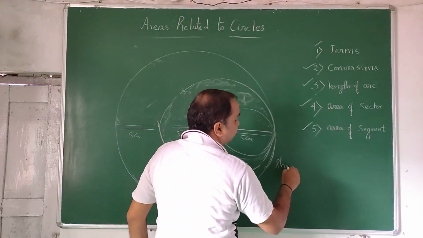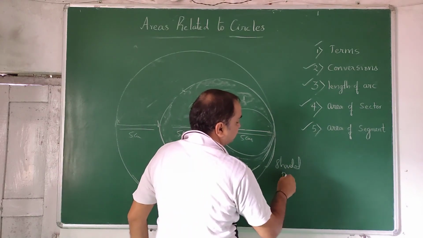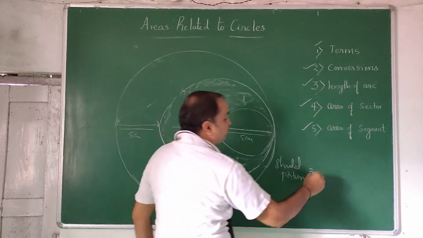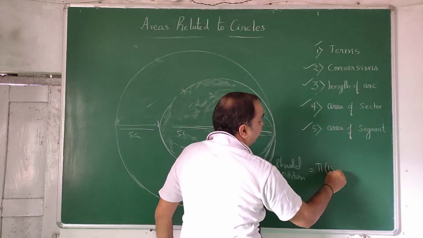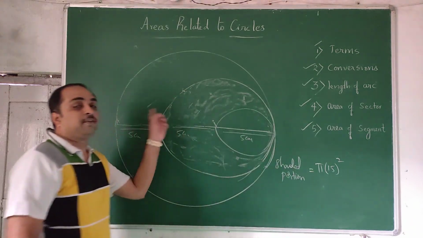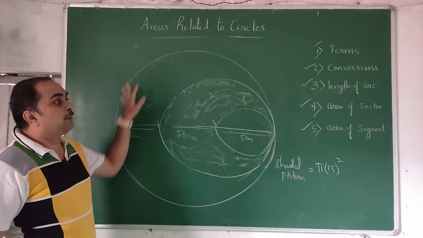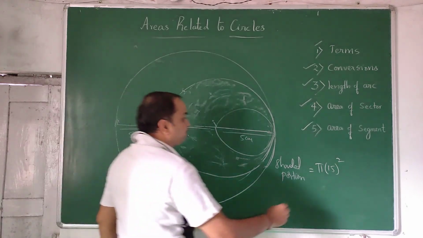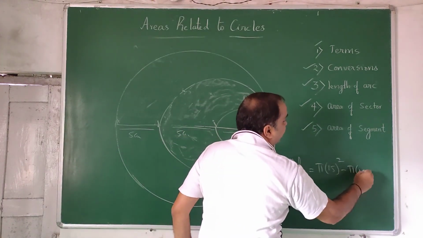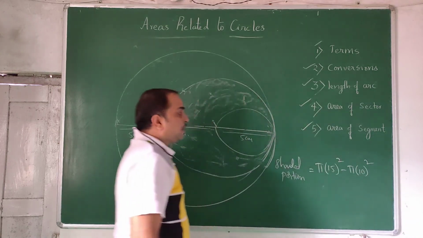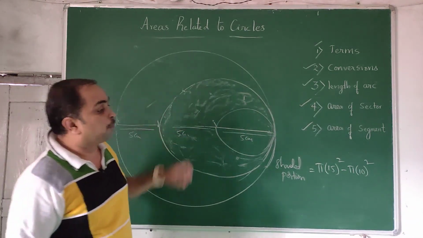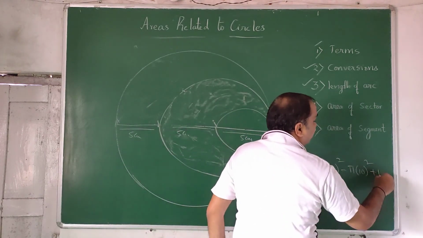Shaded portion is equal to first the bigger circle, pi into 15 whole square centimeters, because that is 15 centimeters. So we got the bigger circle area. From that, this portion you have to remove, minus pi into 10 square. But this portion only we want, we don't want this portion. This portion is to be included into this. So plus pi into 5 square.